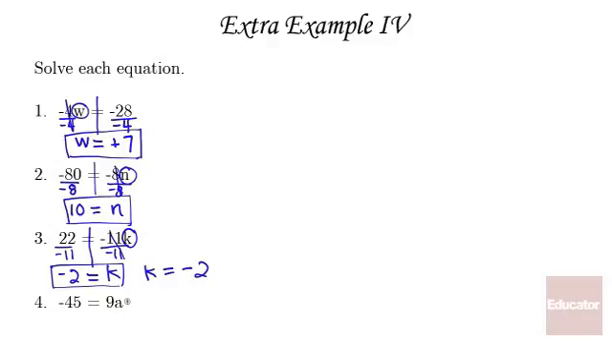Okay, the last one, we're going to circle the a. This is 9 times a, so divide by 9, inverse operation, to get rid of it. 45 divided by 9 is 5. I only have one negative, so that answer stays a negative. Equals a. And that is my answer.